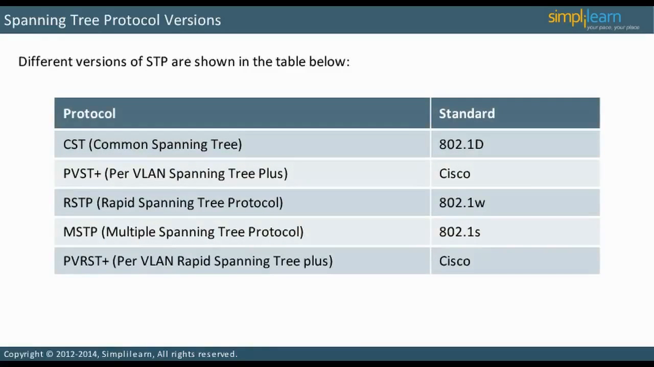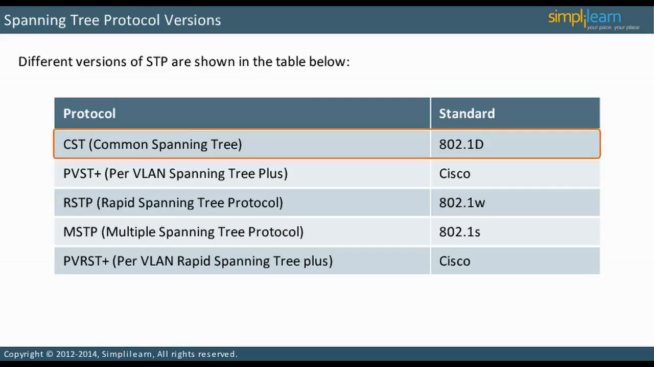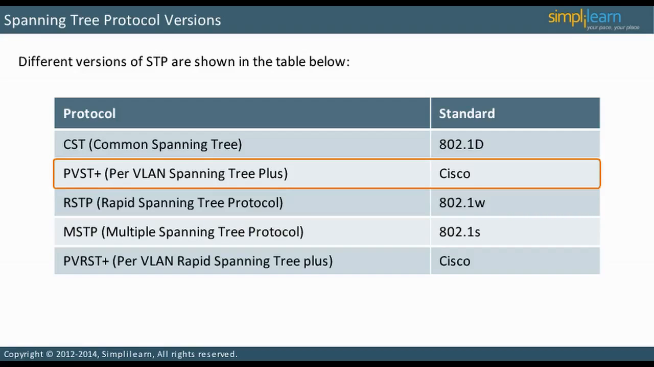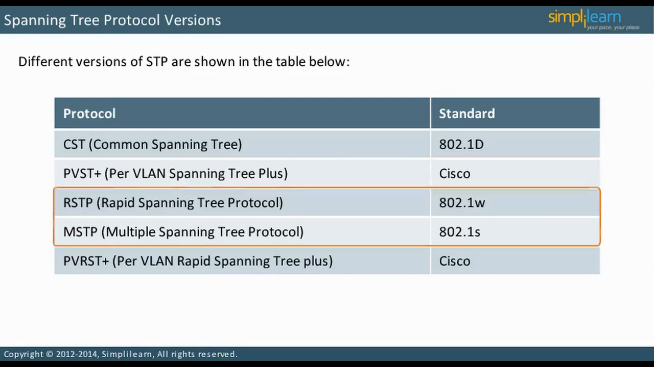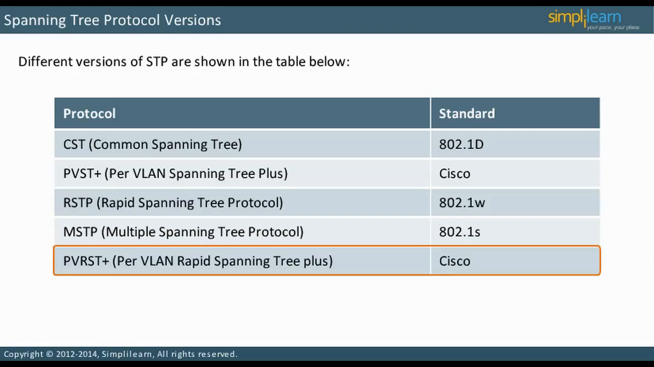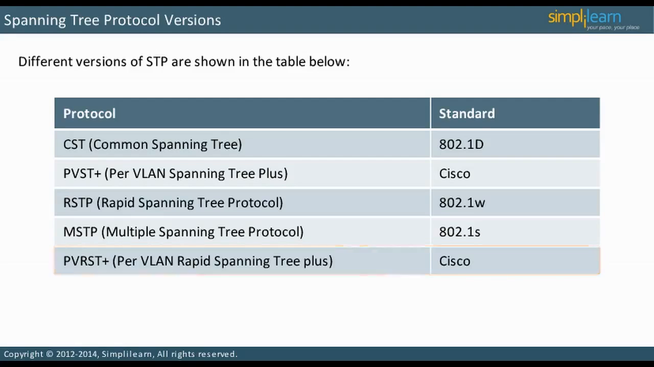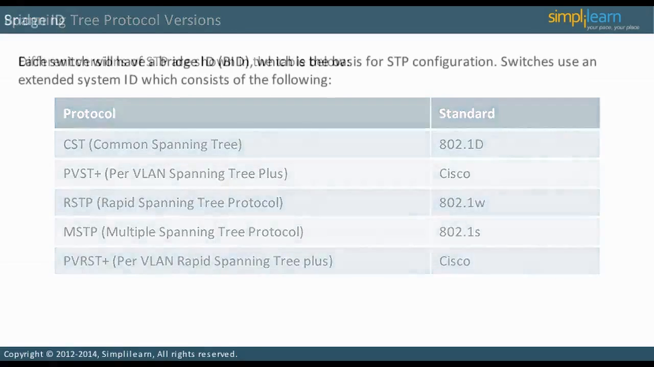There are many versions of STP. As seen in the table, the original is 802.1d, Common Spanning Tree, CST. The default version used on most Cisco switch platforms is PVST+, now known as PVST. RSTP and MSTP are additional standard versions. PVRST+ is Cisco's implementation of Rapid Spanning Tree, RST. In the next slide, let us focus on Bridge ID.